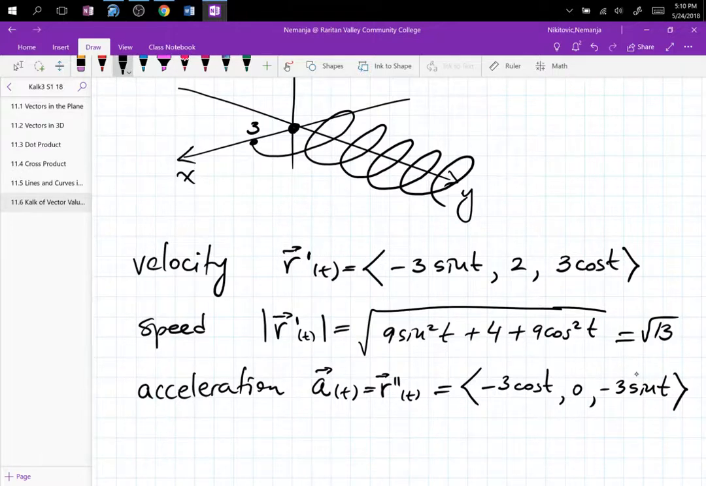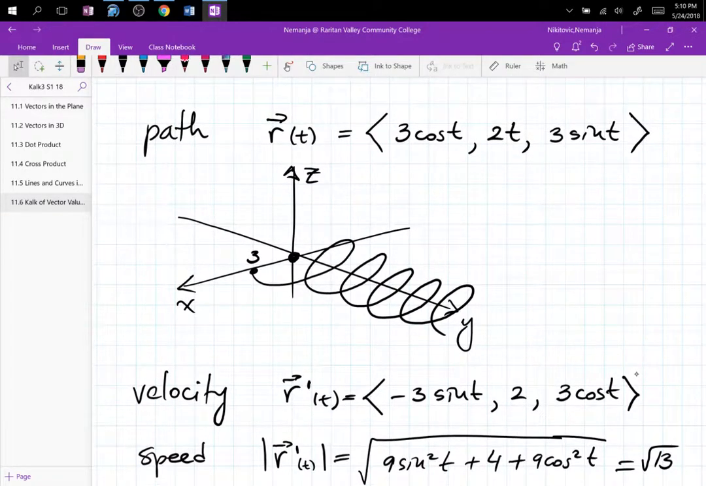Now, if I want to know the exact position of the particle at time t equals 5, I will plug 5 into the path equation. If I want to know the velocity vector, I will plug 5 into the velocity vector. The speed is square root of 13, right? So the time will only adjust the direction of the vector, but it will not adjust the speed, because as you can see, speed is always square root of 13, no matter what you plug in.